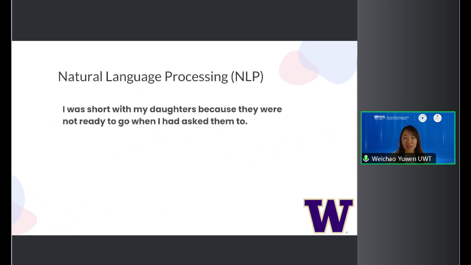So here I am presenting an example from our lab. We were collecting a few thousand entries of family caregivers' daily challenges in caring for their loved ones. So this mom was sharing that I was short with my daughters because they were not ready to go to school when I asked them to, right? So when we read this, we naturally understand what this sentence means.